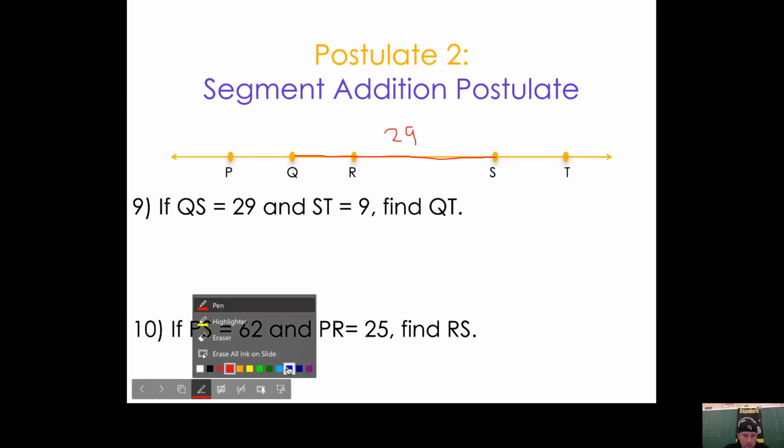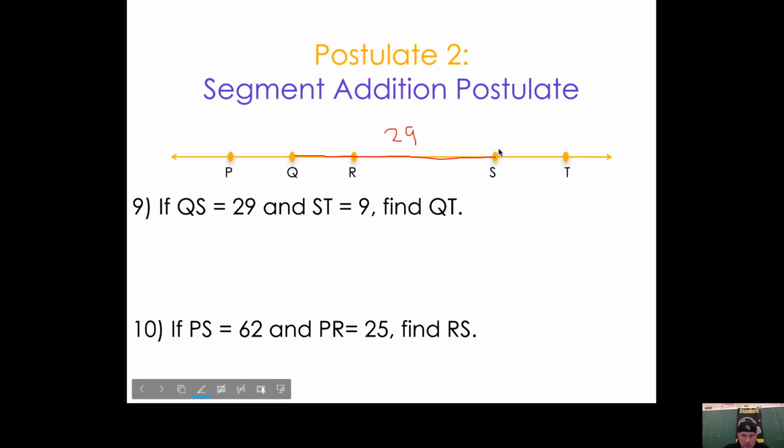Segment ST has a length of 9. We're going to make that one blue. Notice how the red and the blue segment are right next to each other. They form this green segment, segment QT. How would you figure out the length of segment QT if you knew the red one and the blue one?